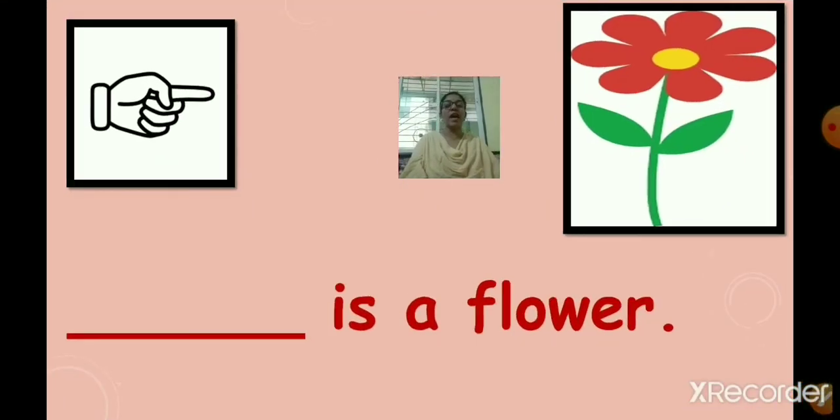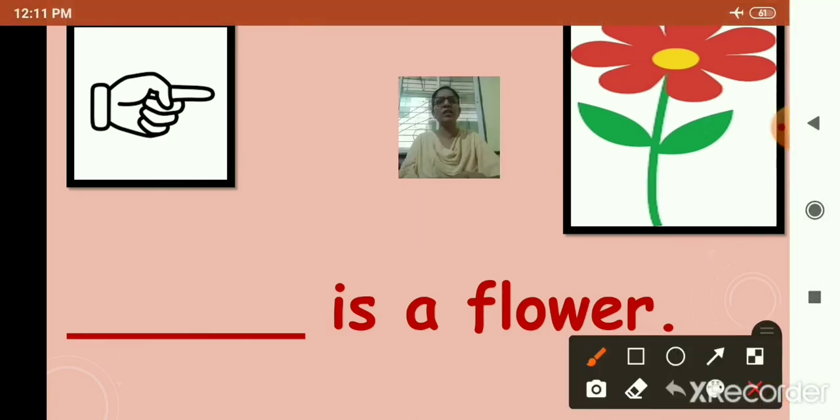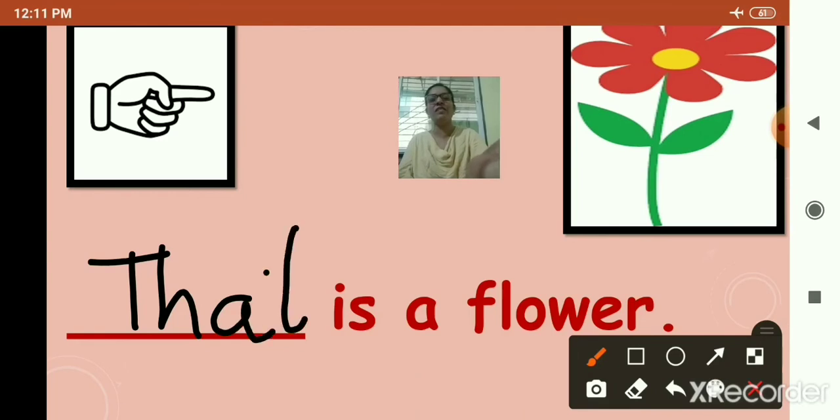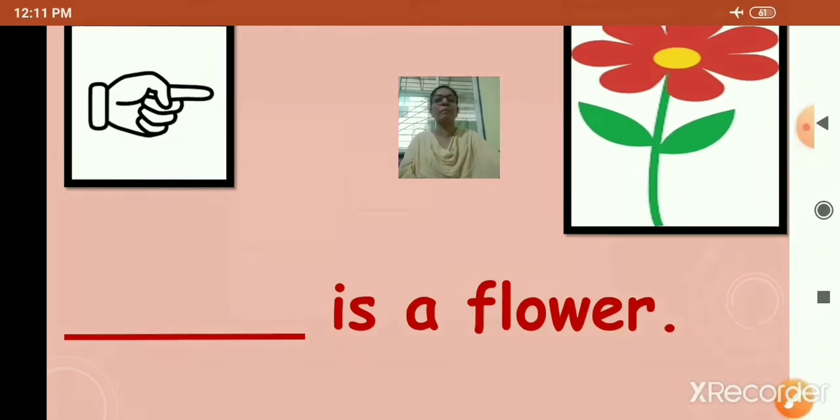Now, dash is a flower. Now see, where is the flower? Come on, tell me the answer. Yes, the flower is far away. So what will you use here? This or that? Very good. That is a flower. Very good. Now we'll go to the next one.